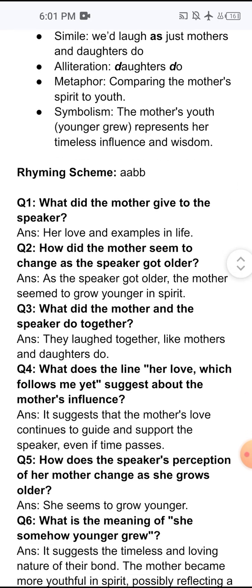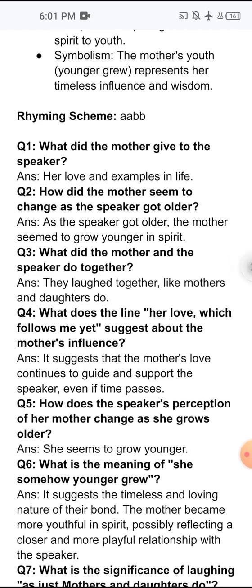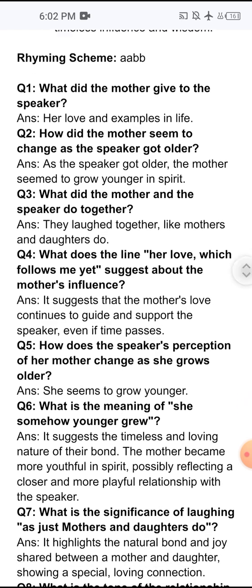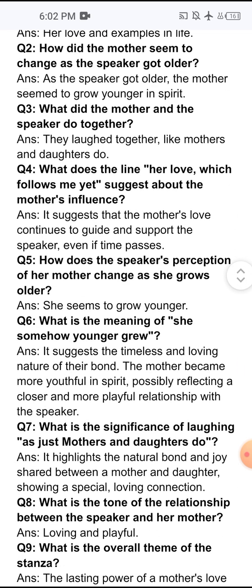So rhyming scheme AABB. What did the mother give to the speaker? Her love and examples in life. How did the mother seem to change as the speaker got older? As the speaker got older, the mother seemed to grow younger in spirit. What did the mother and the speaker do together? They laugh together like mothers and daughters do. And what does the line "her love, which follows me yet" suggest about the mother's influence? It suggests that the mother's love continues to guide and support the speaker even as time passes.